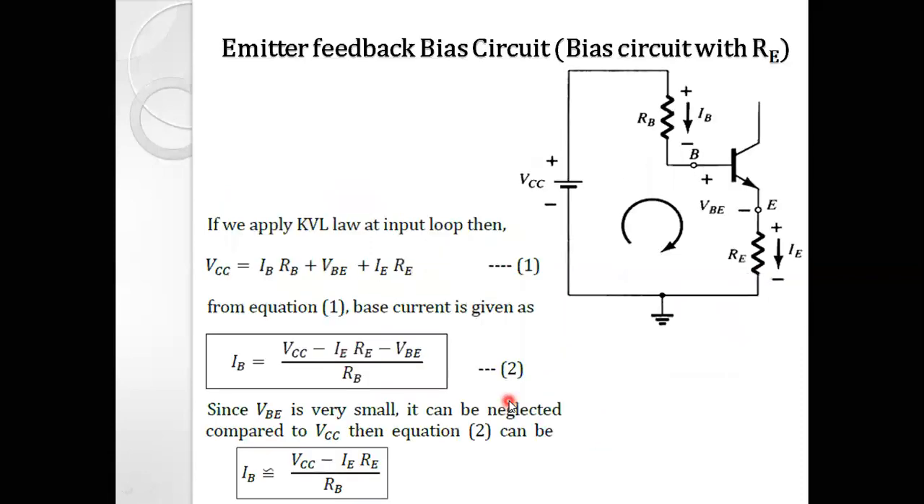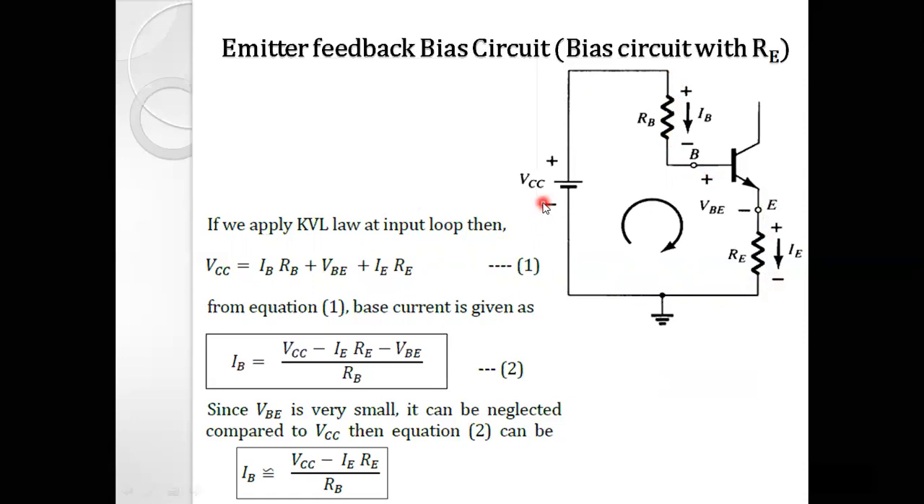Let us apply KVL to this equivalent circuit diagram. The equation starts from VCC, going from negative to positive: plus VCC minus IBRB minus VBE minus IERE equals 0.